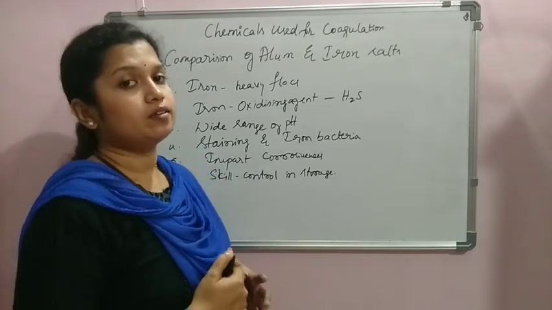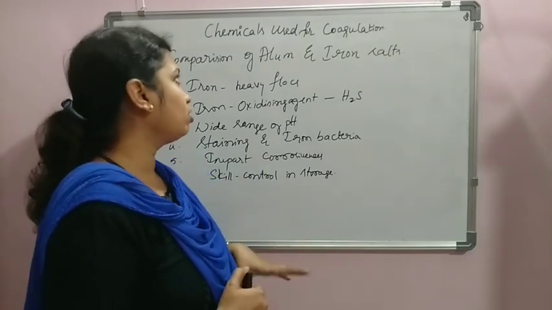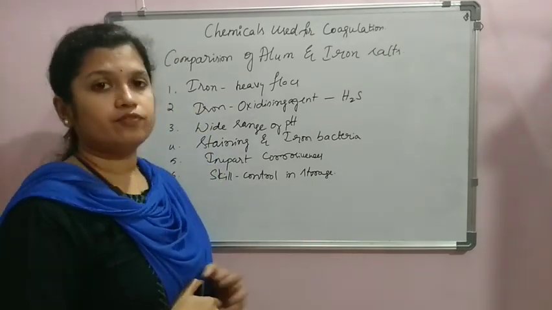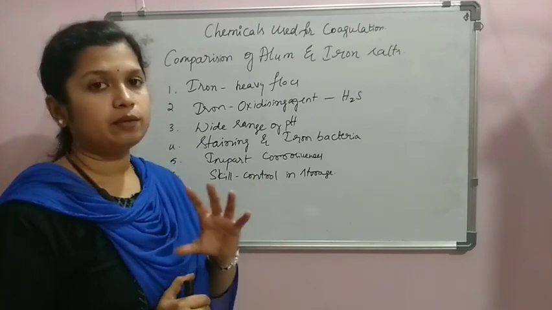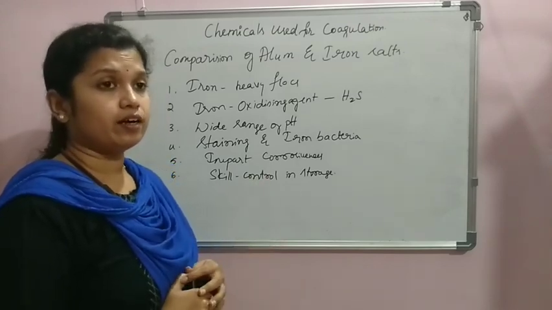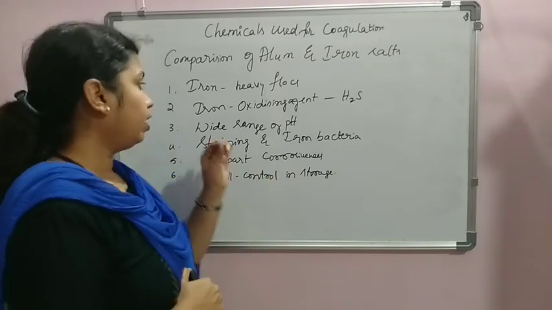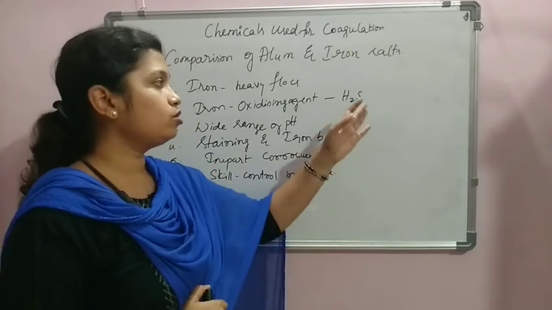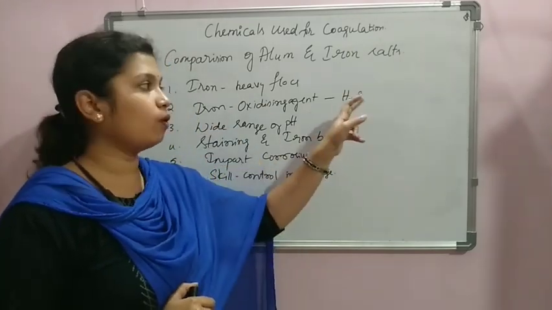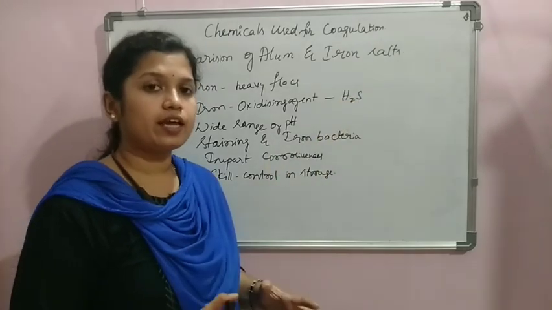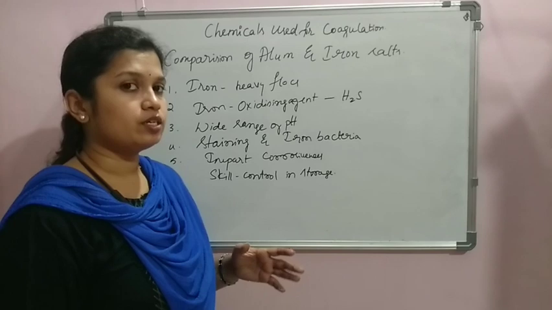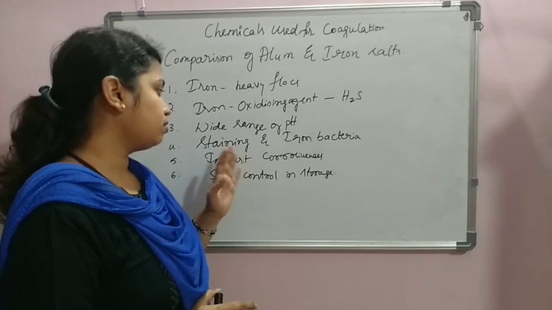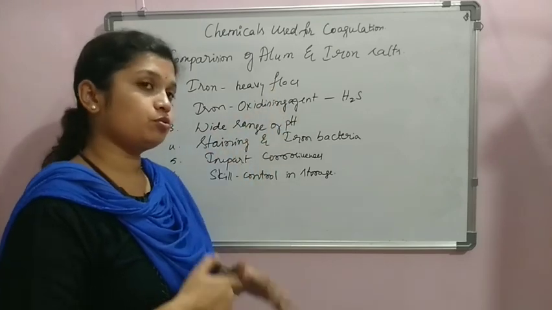Let us compare the advantages of iron salts and alum. Iron salts form heavy flocs compared to alum, which helps in effective removal of most of the finer particles. Next, iron, being an oxidizing agent, helps remove hydrogen sulfide gas present in the water, which is a foul smelling gas. Also, iron salts can work over various pH ranges, whereas alum is required to work only in an alkaline range. These are the advantages of using iron salts.